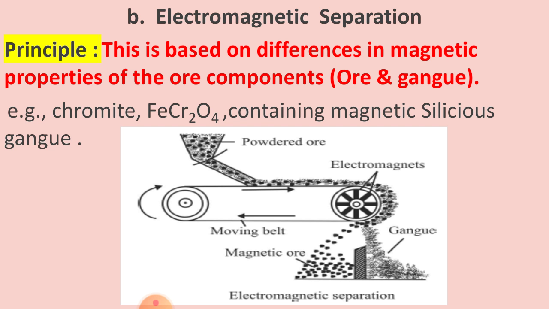By this way you can separate those ore particles which have magnetic property, just like iron containing ore. So this is the second method of separation, known as electromagnetic separation. Here you also have to learn the principle behind electromagnetic separation.